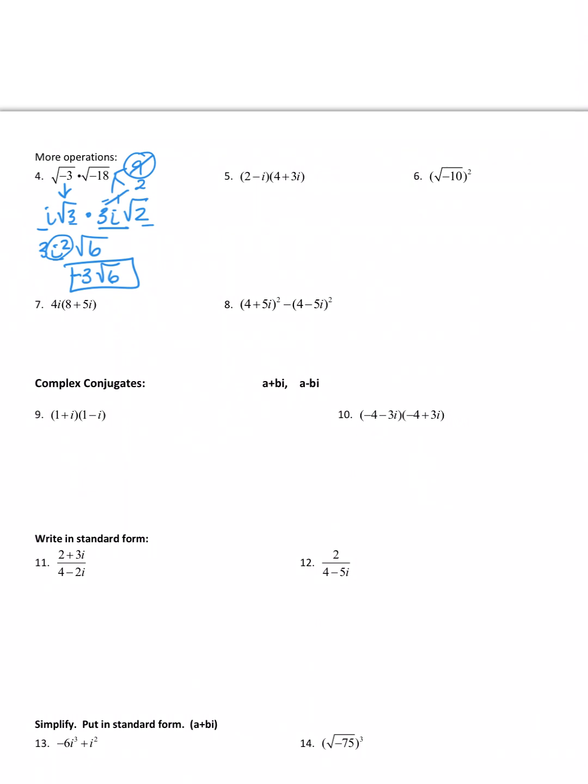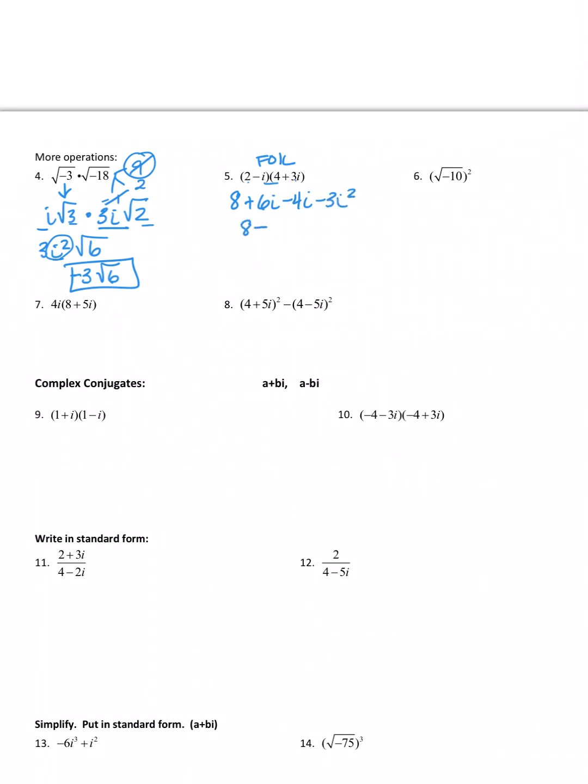Now let's look at number 5. Notice these are complex numbers, so when you multiply complex numbers, you're going to use FOIL. Good old FOIL, like as if it's a binomial. So if I do my first terms, I have 8. Outer terms, I'll have plus 6i. Inner, minus 4i. And last, minus 3i squared.